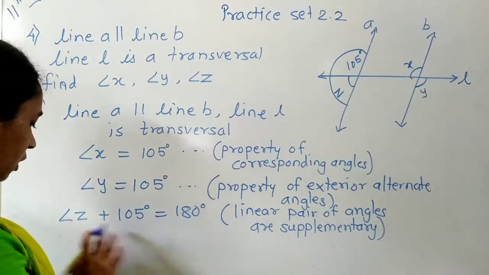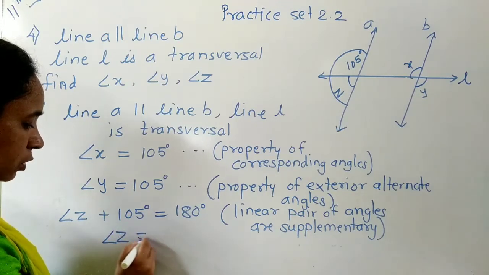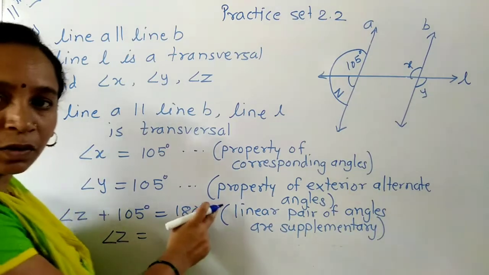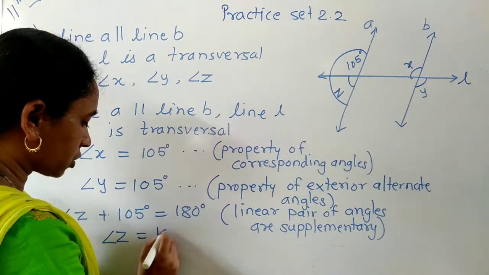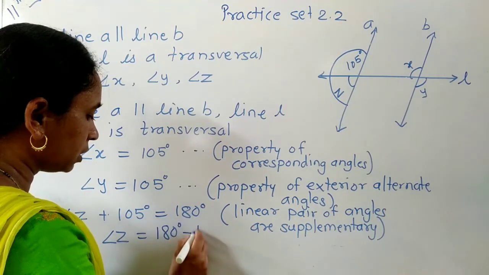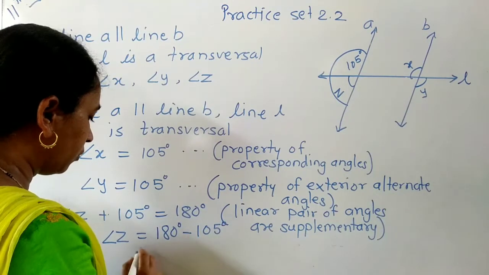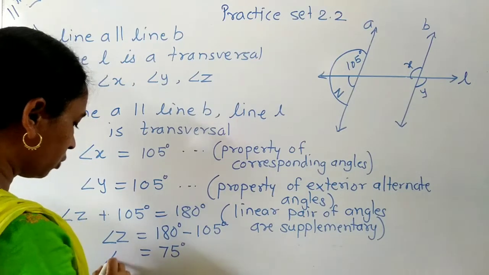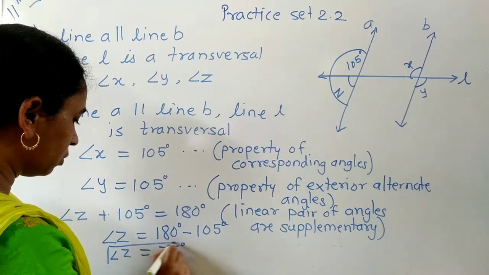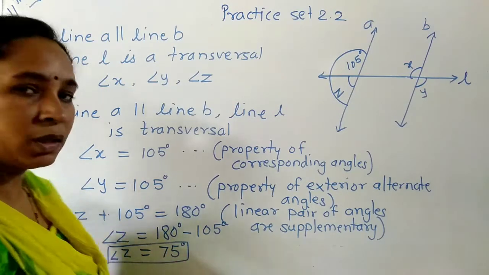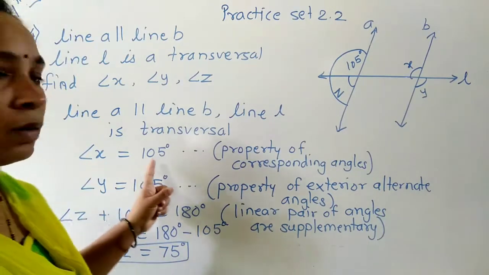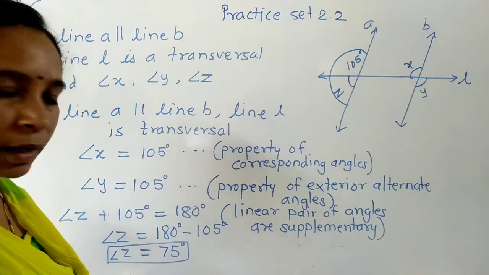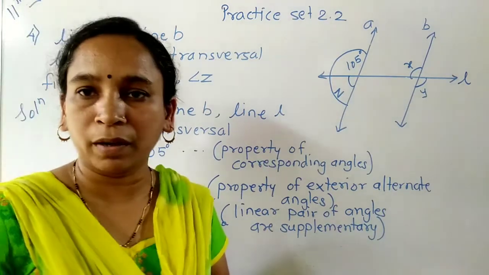So, to find out the Z value, transfer this 105 to the other side. It's in addition, so on that side it will be in subtraction. So 180 degree minus 105 gives the answer 75 degree. So angle Z is equal to 75 degree. So in this way, we have found the X value, that is 105 degree, Y's value 105 degree, and Z angle is 75 degree.